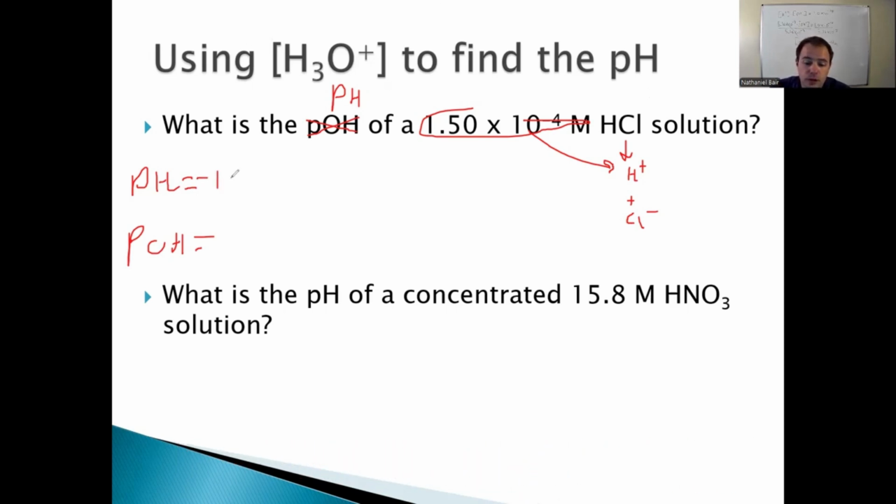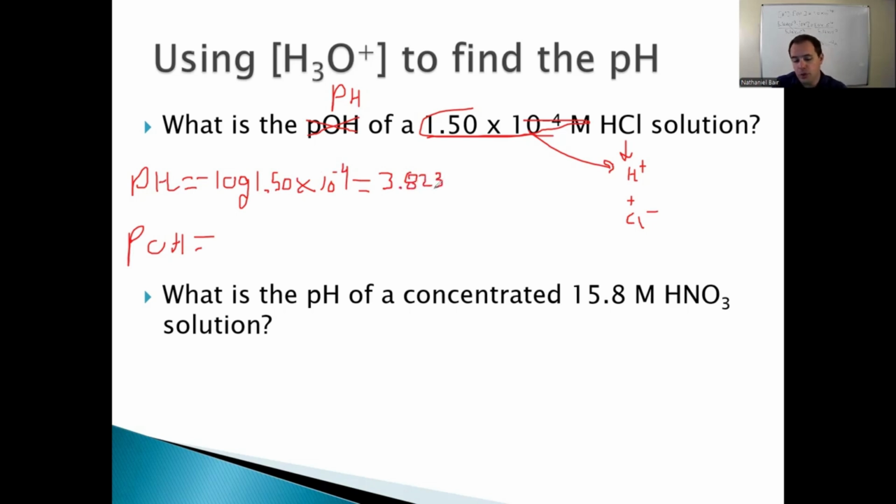So the pH is the negative log of the hydronium ion concentration. Since this is a strong acid and it fully dissociates, that is the hydronium ion concentration. Now, when we get to the weak acids, you are not going to be able to do that. So that's going to be 1.50 times 10 to the negative fourth. And that's going to be 3 sig figs, so we're going 3 places past the decimal.